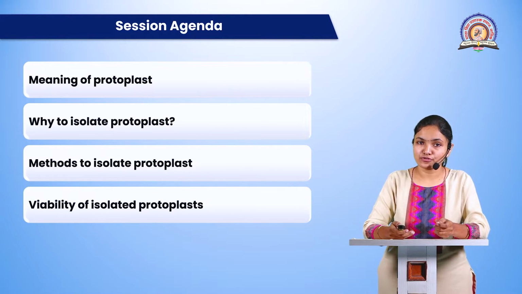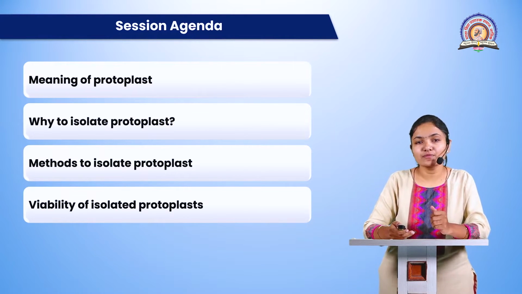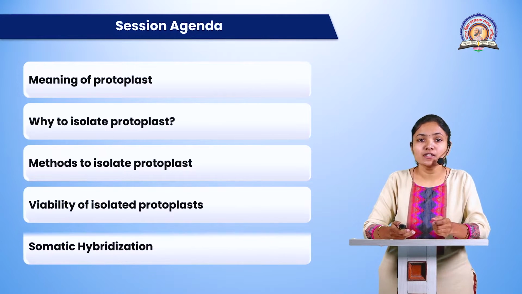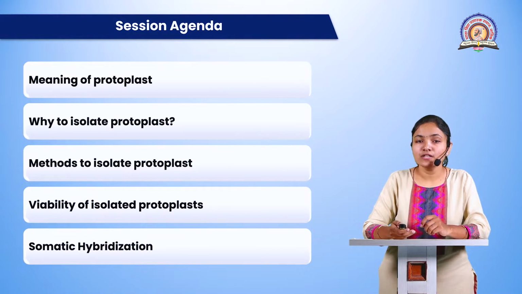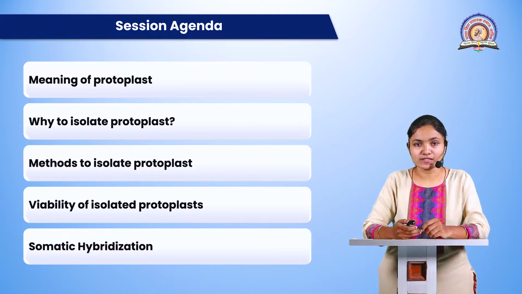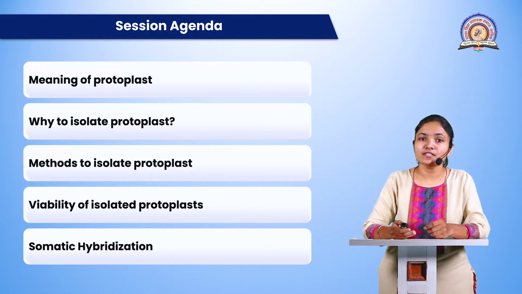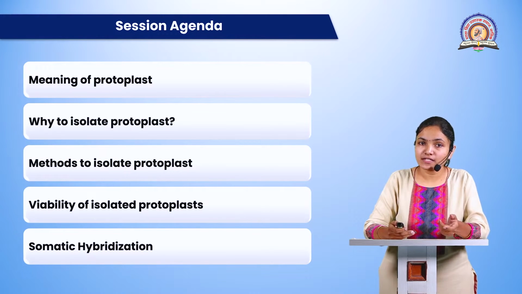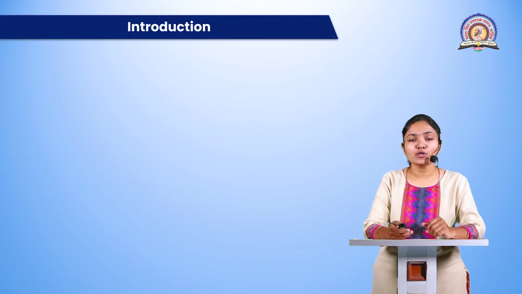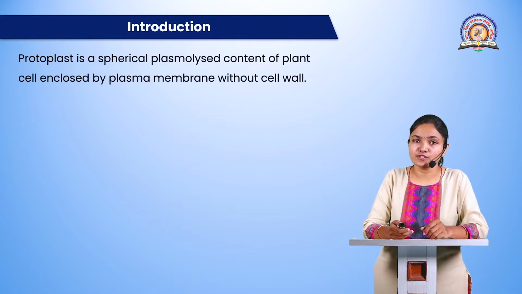Now after isolation, the important task comes, that is the viability check. So we are also going to focus on what are the different methods with which we can check the viability of isolated protoplast. Lastly, we will see what will happen with the fusion of protoplasts, like what will be the result after isolation, viability check, and hybridization of two protoplasts. So let's begin with the meaning of this protoplast.